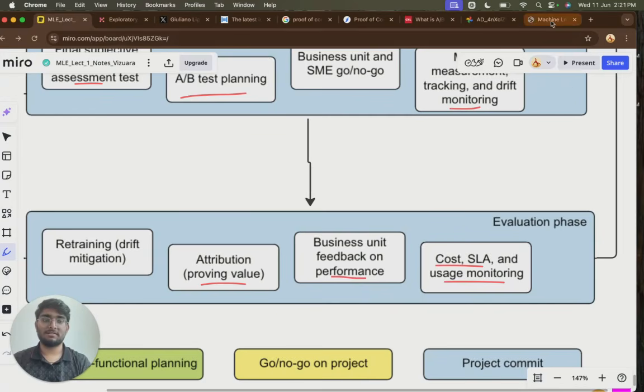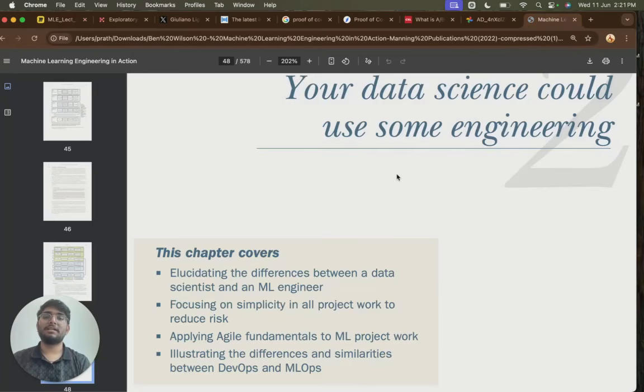In the next lecture, we'll be studying data science could use some engineering. The content that will be covered in the next lecture will be the difference between a data scientist and a machine learning engineer, how we can reduce risk in a project in a simple manner, what the agile fundamentals are and how we can apply them to ML project work. Then we will illustrate the difference between DevOps and MLOps.